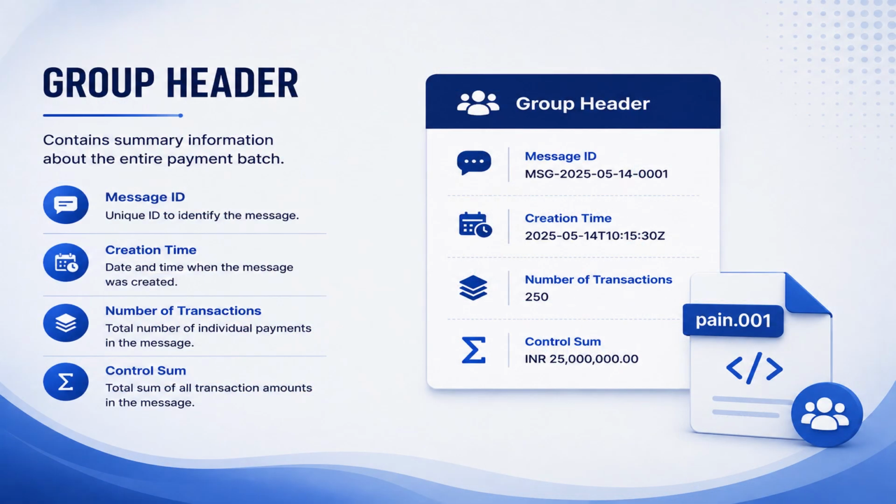Group header. The group header contains information about the entire payment file. Important fields include message ID, creation date and time, number of transactions, and the control sum, which is the total value of all payments. Banks use this information to validate the file before processing individual transactions.